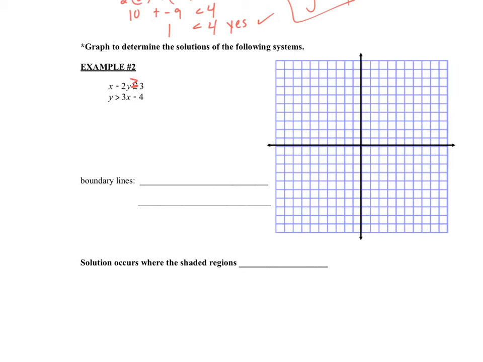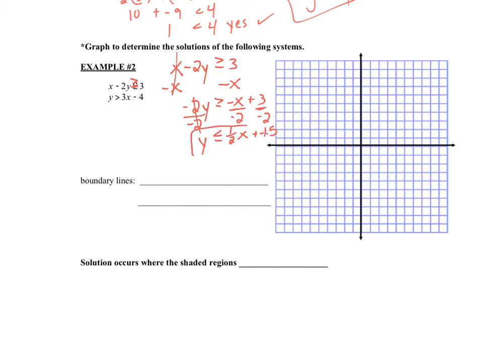All right. So if we're going to graph these, we take the first equation, x minus 2y is greater than or equal to 3. To graph this, we have to solve for y. So cancel out the x by subtracting it. So it's negative 2y is greater than or equal to negative x plus 3. Divide by negative 2. What happens when you divide by a negative 2, or any negative? You have to flip your inequality. And this becomes negative over negative is positive 1/2 x plus negative 1.5. So this is the equation we're going to graph.